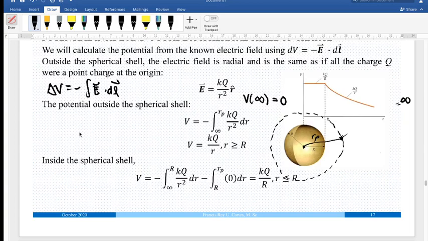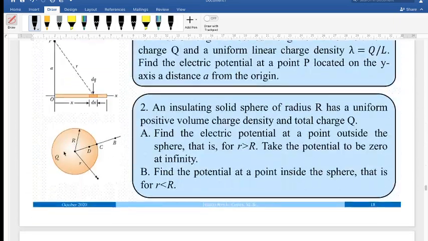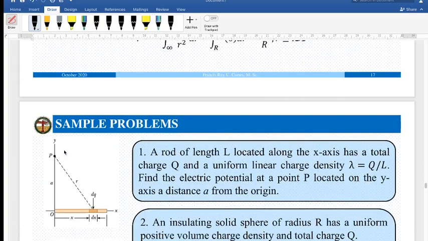So the change of V is equal to the negative integral from infinity to r_P of kQ over r squared dr. Your dr is pointing in the same direction as your electric field. We already know the electric field outside is kQ over r squared. I will just put it here.